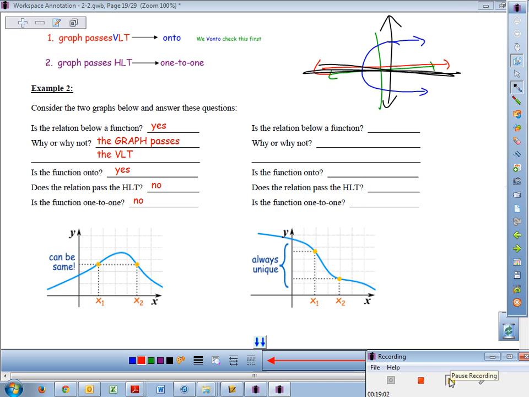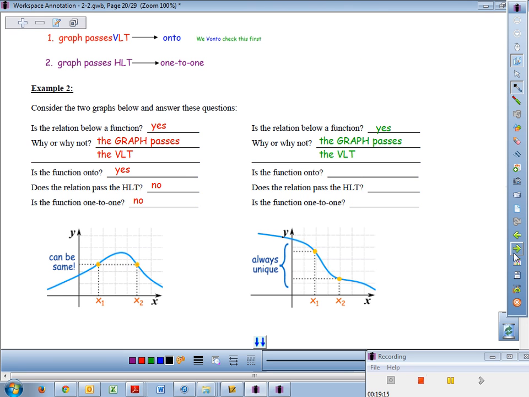Cool? Now, let's start with this problem right here. Is this a function? What do we need to use to test to see if that's a function? The VLT. Does this pass the VLT? Yes. So is it a function? Yes. Why? The graph passes the VLT.